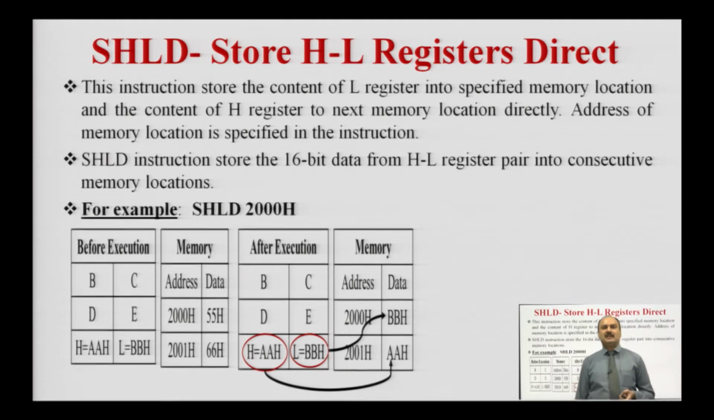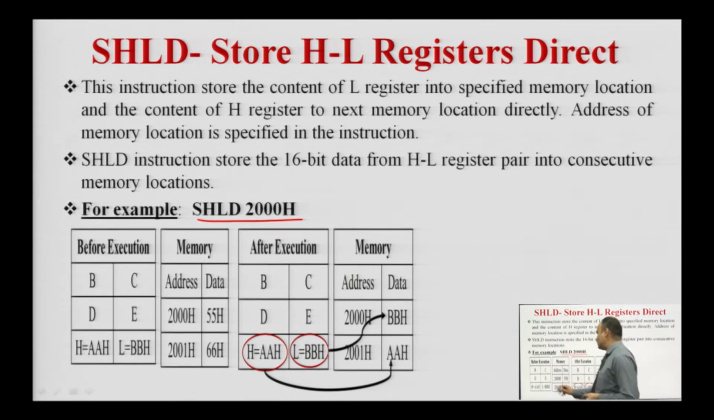Next instruction is SHLD instruction. This instruction will store the content of HL register pair into two consecutive memory locations. The address of the memory location is directly specified in the instruction. The example of this instruction is SHLD 2000H. Whenever microprocessor executes this instruction, see the status of the H and L registers before and after the execution of this instruction, and the content of the memory location after the execution of this instruction.